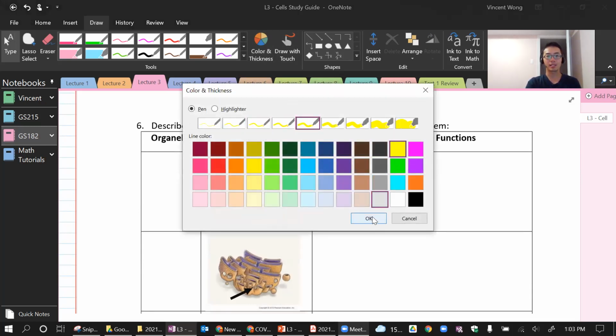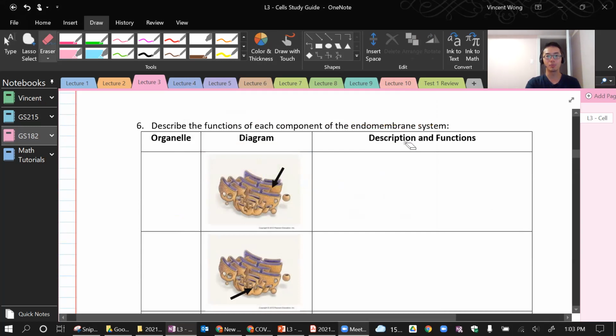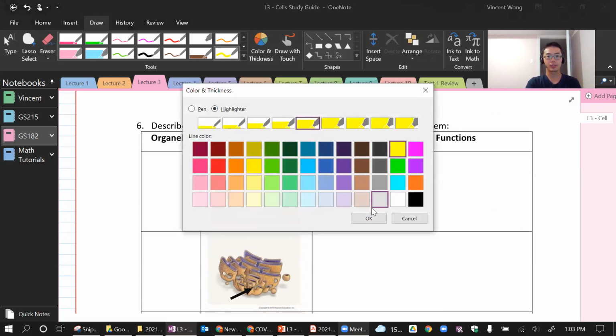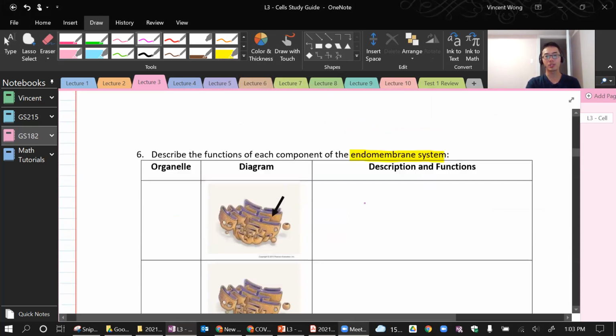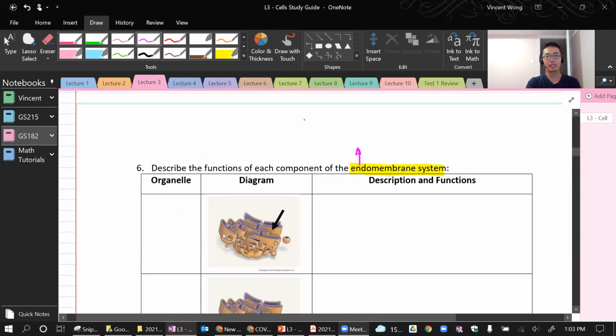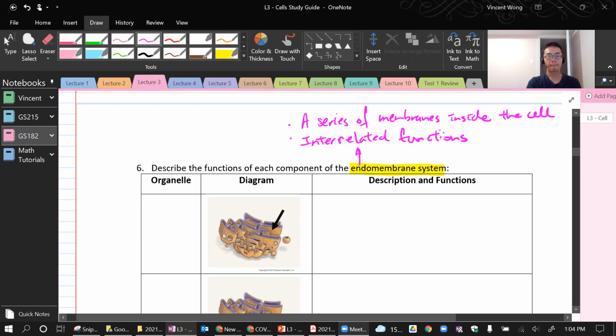Endomembrane system. Now that's a complicated word, a phrase, it seems. Oops, I want a highlighter. There we go. The endomembrane system. But basically, endo means within, right? So it is just a series of membranes inside the cell. Okay, and they have related functions.